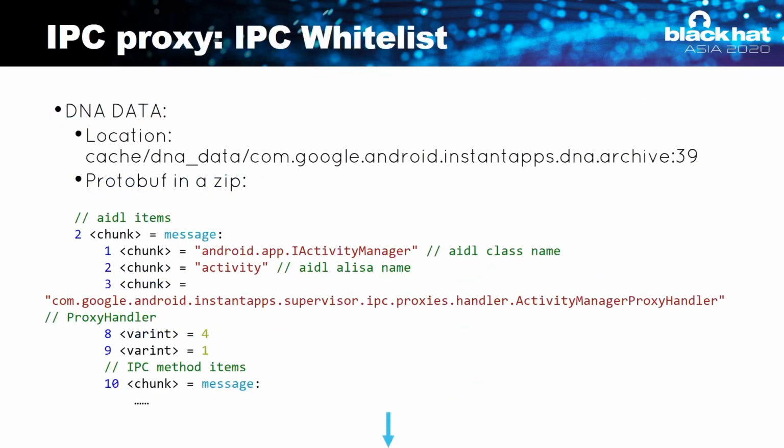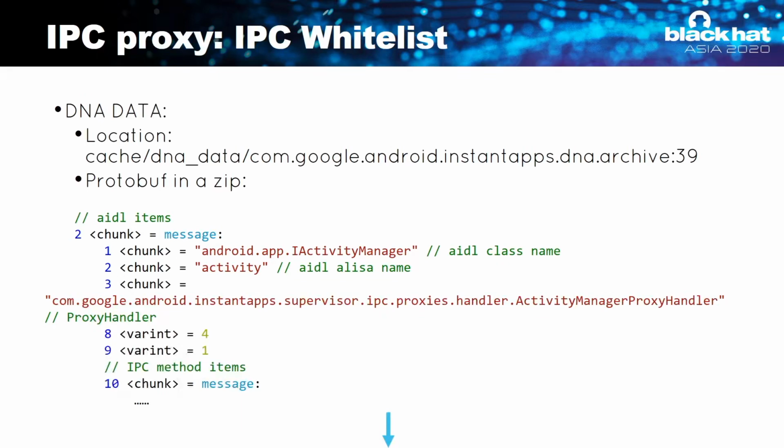Next, let's see how the IPC proxy works regarding access control. There is a main configuration file named DNA data at the app's data cache directory. It's always loaded from a zip file with a strange file name, like this. The DNA data saves the whitelist configuration about IPC in protobuf format, and it removes the symbol information of reflection. It's very difficult to parse the protobuf configuration by reversing. So I decoded it directly as a general protobuf data structure.